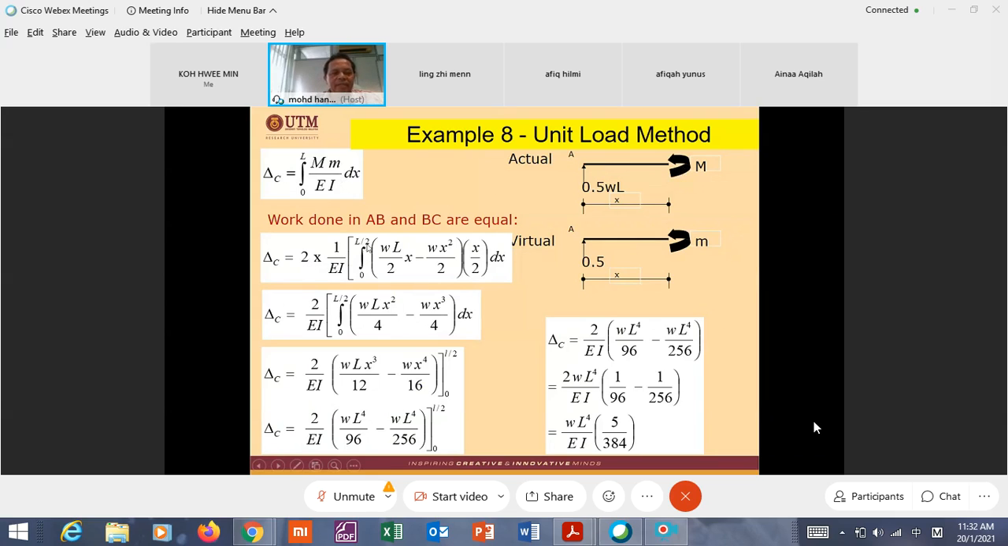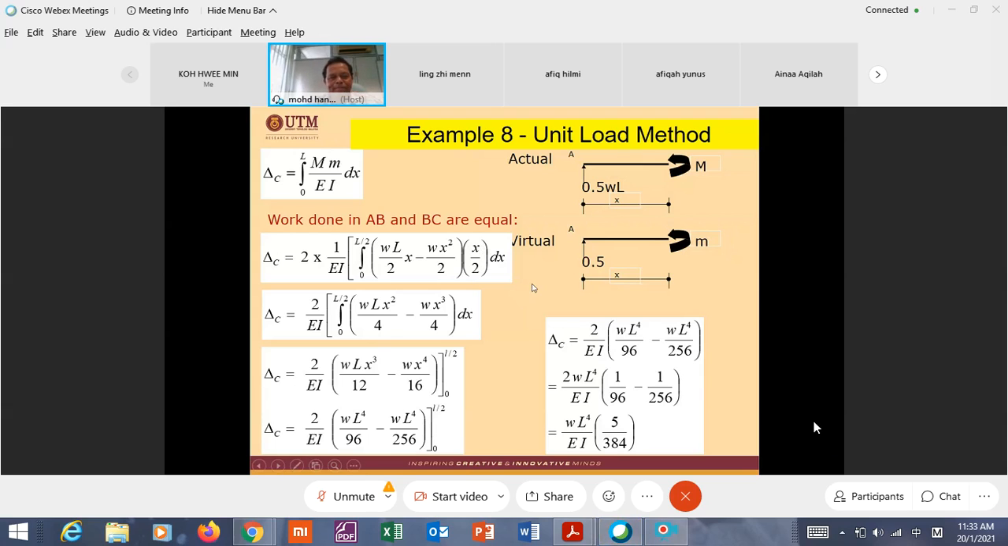This one is M due to actual load. This one is small m due to unit load. Now solve this equation: WLX over 2 multiplied by X over 2, minus WX squared multiplied by X over 2. Then you get WX to the power of 3 divided by 4 and so on. So simplify.